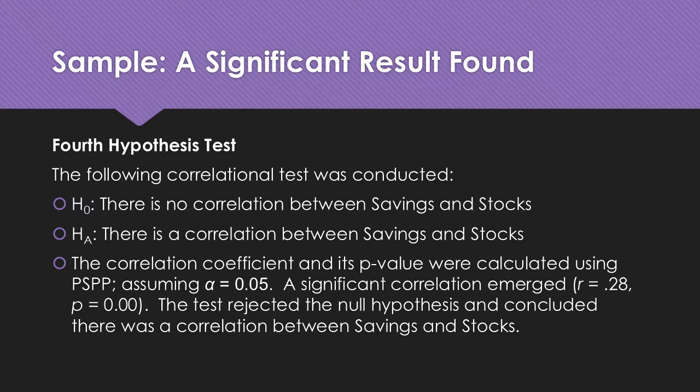In this case, not a very strong positive correlation, but our p-value is 0.00. Because the p-value is 0.00, this indicates we have strong evidence from the sample that the null hypothesis can be rejected. Therefore, we will say that there is a correlation between savings and stock.